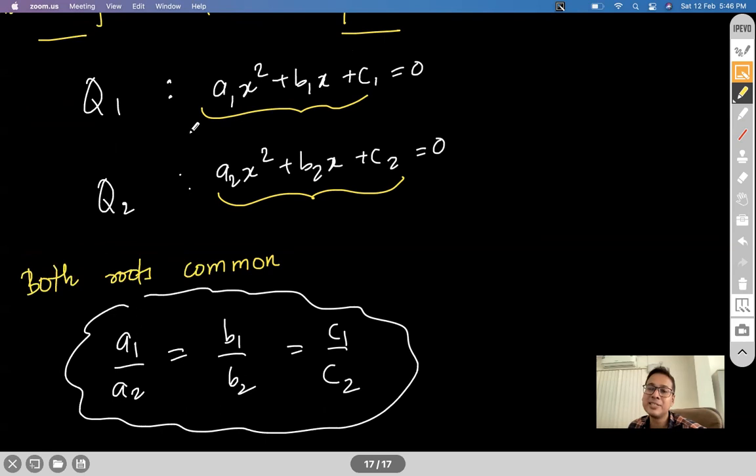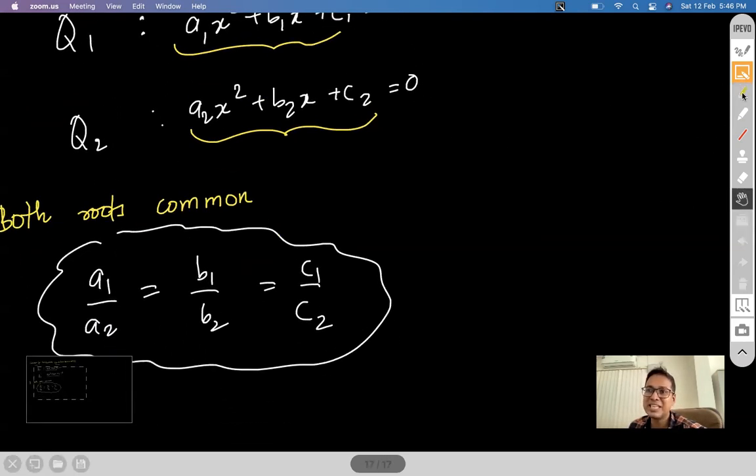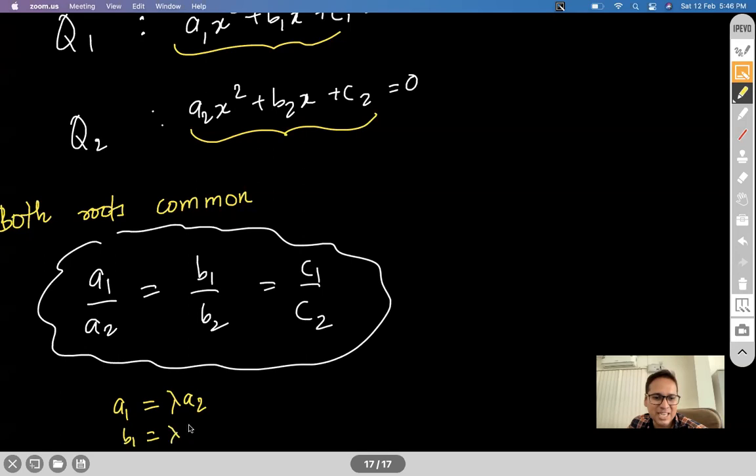You cannot say that. But you can definitely say that one quadratic expression, the word is expression, not equation, is a multiple of, or you can say it's proportional to the other one. Okay. So you can say A1 is lambda times A2, B1 is also lambda times B2, and C1 is lambda times C2. This is what you can comment.